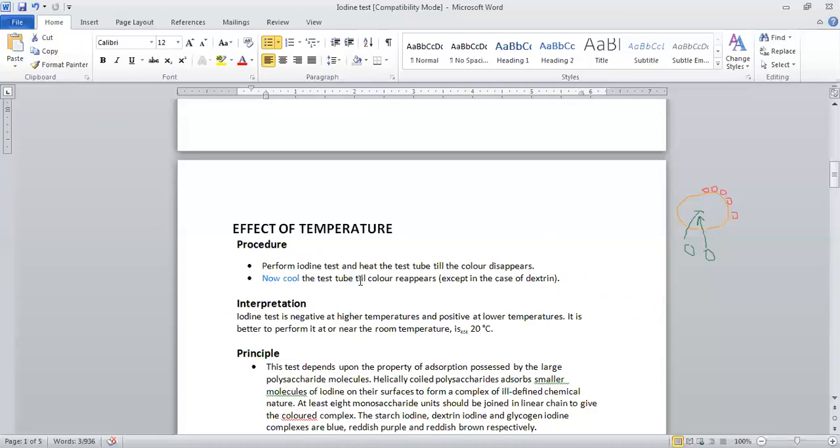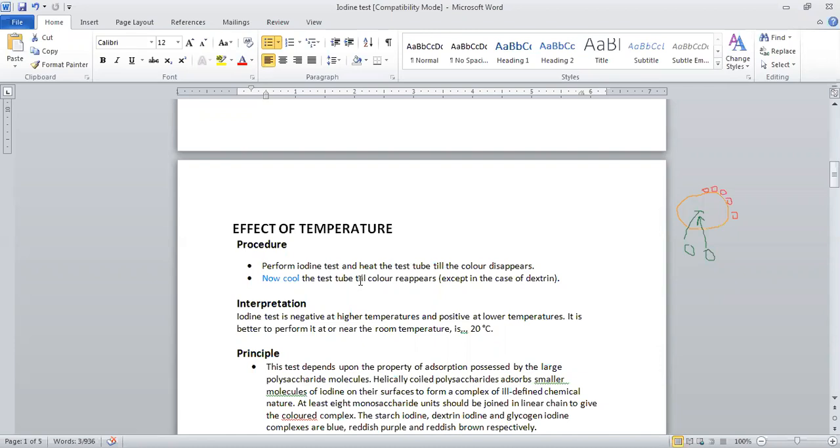So it means the capacity of polysaccharides to adsorb the iodine molecules is low at high temperature. So we can perform this test in slightly acidic conditions and at room temperature. Now when you restore the low pH, again iodine molecules will adsorb onto the surface of polysaccharides and the blue color complex will be formed.